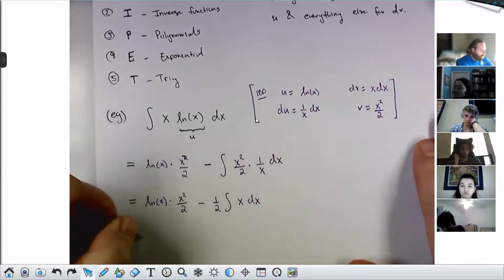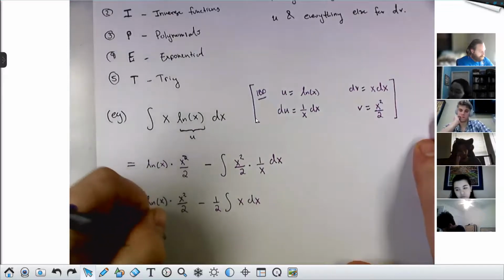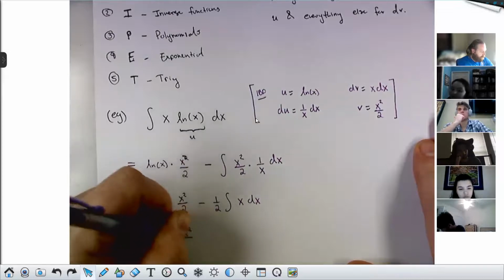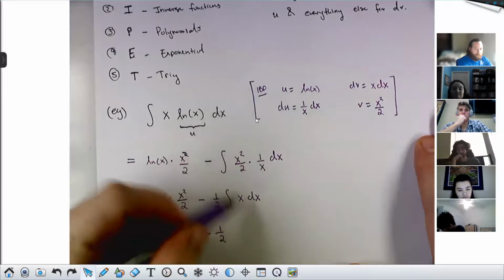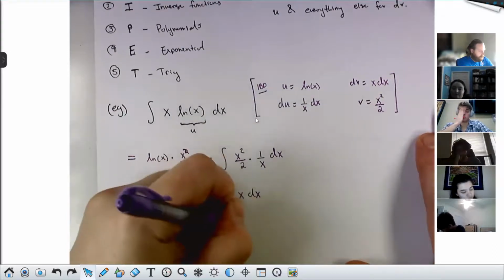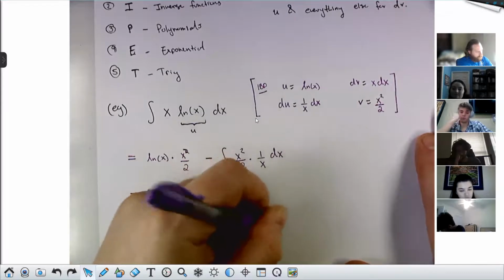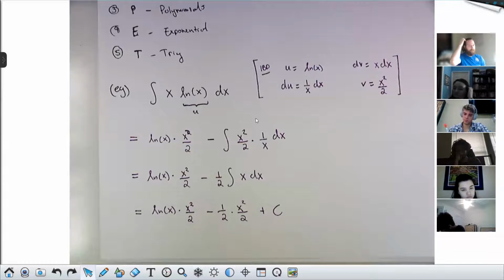I would way rather integrate x than x ln x. So I get this piece still chilling, minus 1/2 times the antiderivative for x, which is again x squared over 2. And now I write my plus c because there is no more integral. And that's it, you're done.